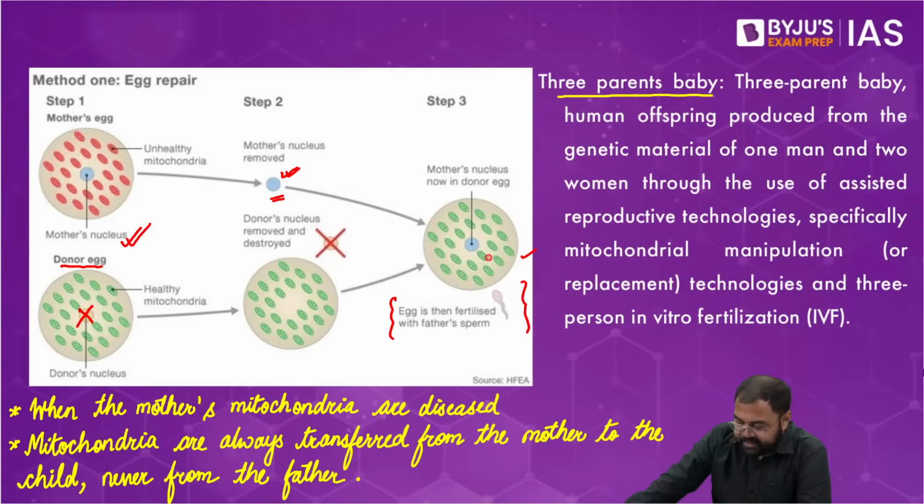So basically, mitochondria are multiple in number. There are multiple mitochondria and there is only one nucleus. So replacing one nucleus is easier as compared to replacing multiple mitochondria. That's the reason why we do not really replace mitochondria, but instead we replace the nucleus.